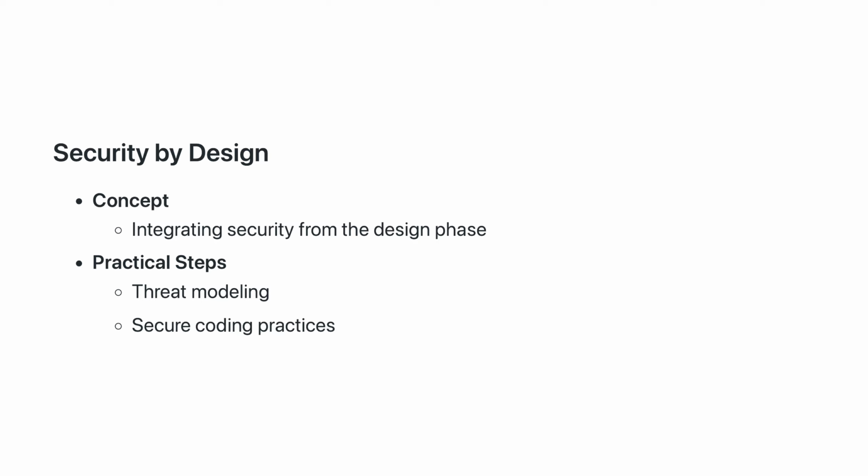Another crucial aspect is secure coding practices. This refers to the adherence to coding guidelines and standards that minimize the introduction of security vulnerabilities during the development process. By training developers on secure coding techniques, we can significantly reduce the risk of common issues such as injection attacks and buffer overflows. By adopting these practices, we ensure that security is not an afterthought, but a foundational element of our design and development process.